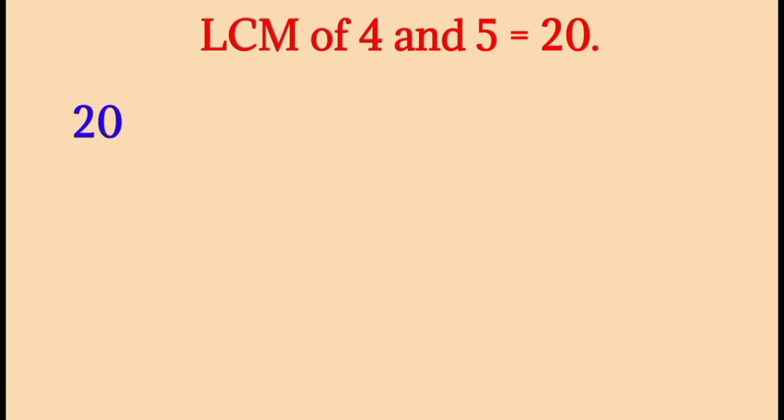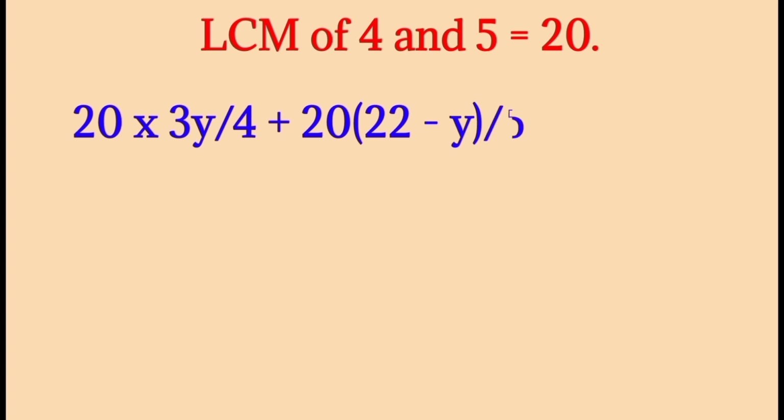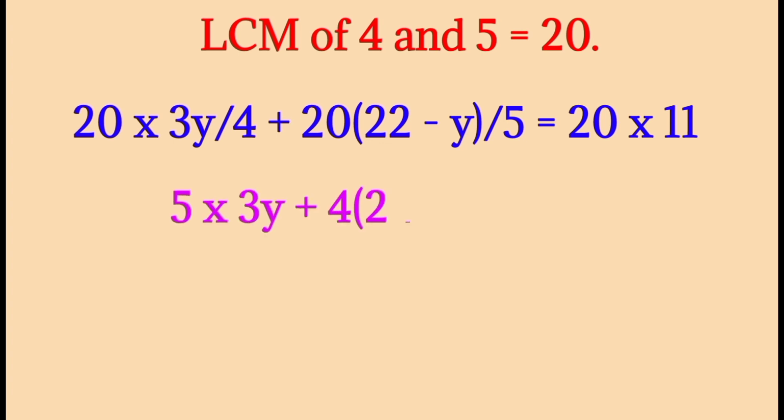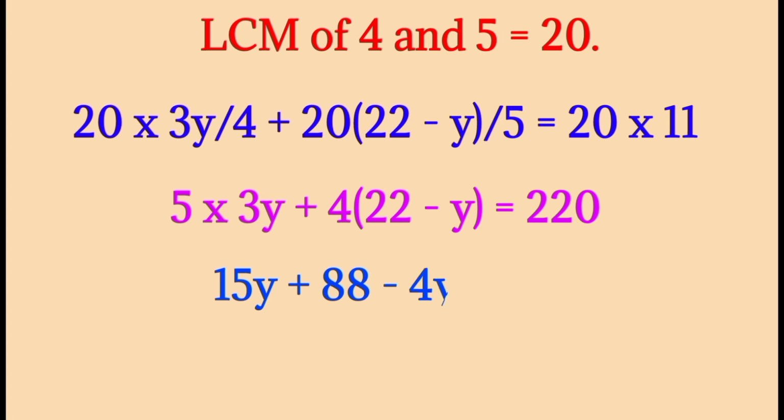So we'll now use this LCM to multiply each term in the equation. So we have 20 times 3y over 4 plus 20 times (22 minus y) all over 5 is equals to 20 times 11. Then we cancel out the common factors. So when we cancel out the common factors, we have 5 times 3y plus 4 times (22 minus y) equals to 220. When we open bracket, we have 15y plus 88 minus 4y equals to 220.